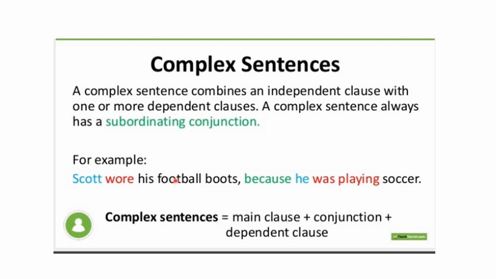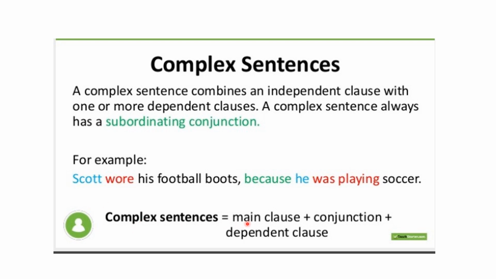It has one independent clause, or main clause. Scott wore his football boots is the main clause. It is a complete thought. It's a complete sentence. There is a subject, and Scott wore his football boots is the predicate. So this sentence is an independent clause and it has combined with this dependent clause, because he was playing soccer. Because he was playing soccer is the dependent clause. It is not complete. It depends on the main clause, Scott wore his football boots. Therefore, this sentence is a complex sentence.